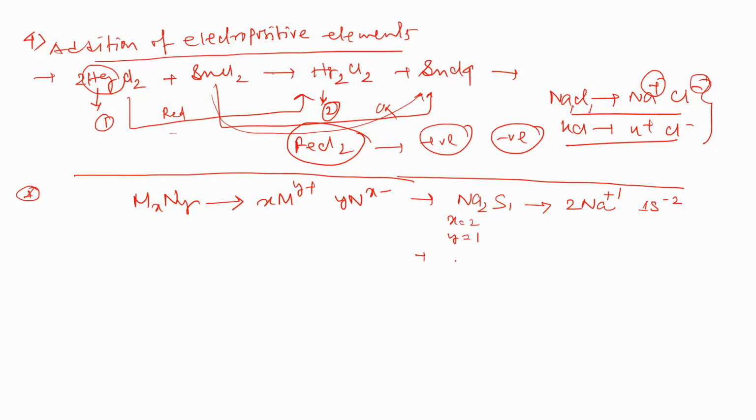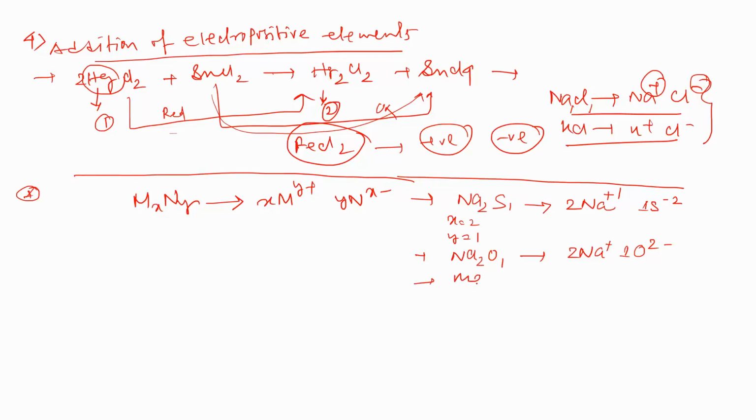Another example I will show you here. This is Na2O. So it will be 2Na+ and O2-, because oxygen gives a 2- charge. So that's why oxygen is 2-.